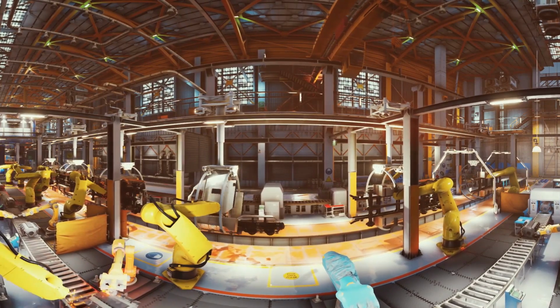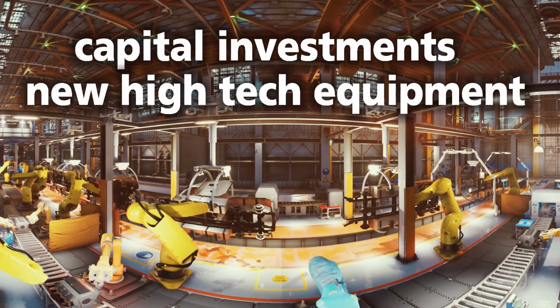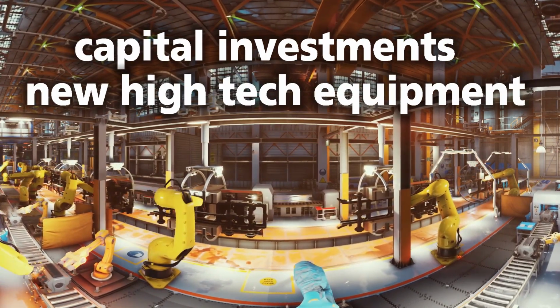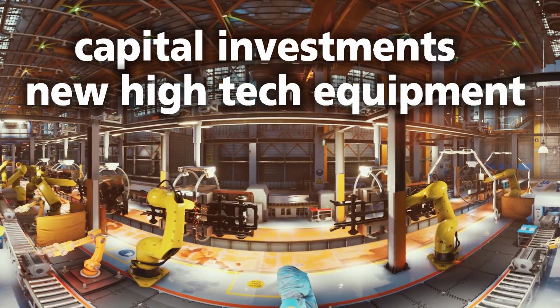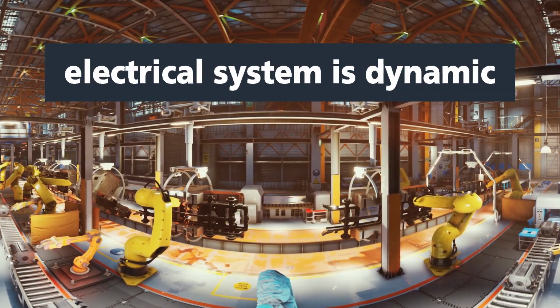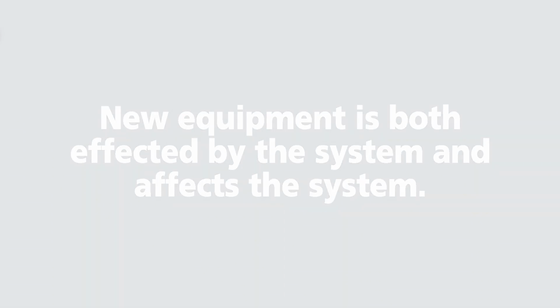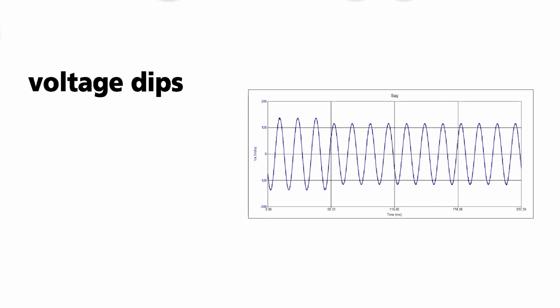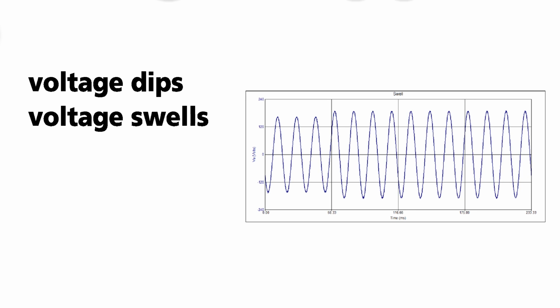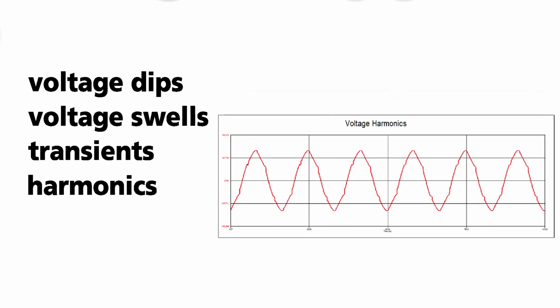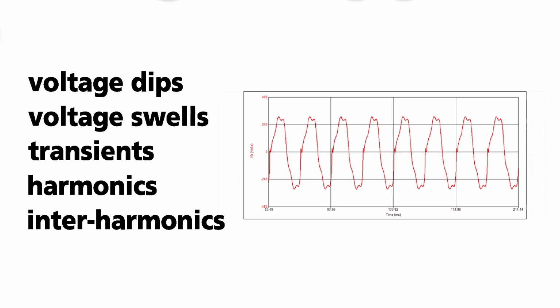Streamlining production can include capital investments on new high-tech equipment. This equipment can speed up production. However, we do want to keep in mind that an electrical system is a dynamic system. When a new piece of equipment is added to that system, it's not only the new equipment that can be affected by that system, but the new equipment can affect the electrical system. Advanced equipment can be susceptible not only to voltage dips and voltage swells, but also transients, harmonics, and interharmonics, and that's just to name a few.